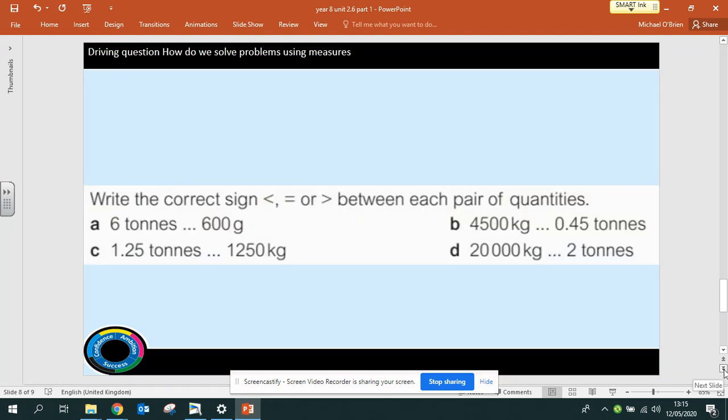So have a look at this. Write the correct sign of those three between each pair of quantities. So we should have less than, equal to, or greater than, in that order respectively. So stop the tape, write down each quantity, put the correct sign in, and then we shall get on with it. When you're ready, turn the video back on.